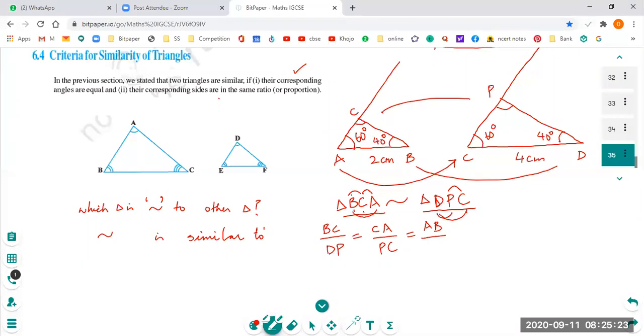That's great. Okay. Now students, can I check it? BC by DP. Where is BC? This one. BC and DP are corresponding. I got it correctly. CA by PC. Yes, these are corresponding sides. Then AB, the base of the triangle, and CD is also the base. Base by base is equal to, you can say, left side by left side is equal to right side by right side. These are corresponding sides. But I have something more to tell you. What is that something more?